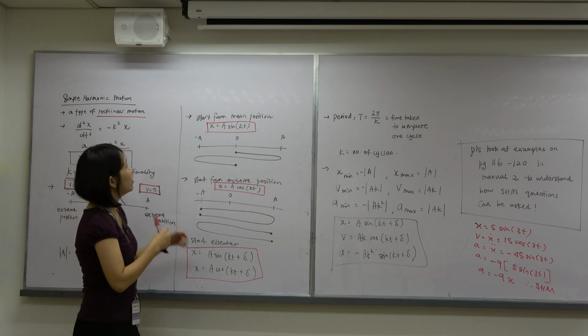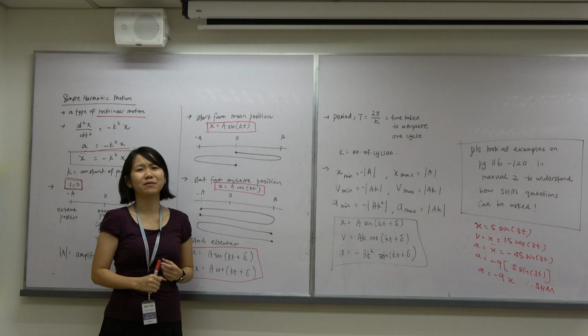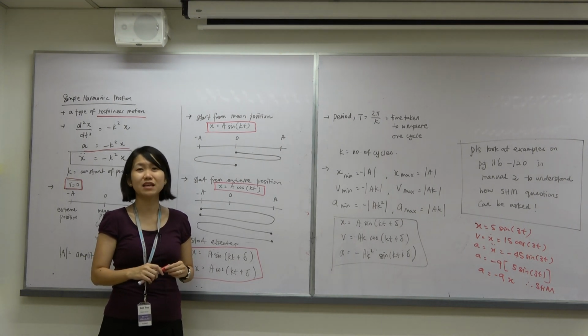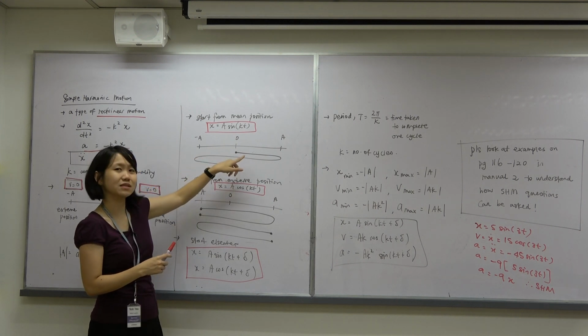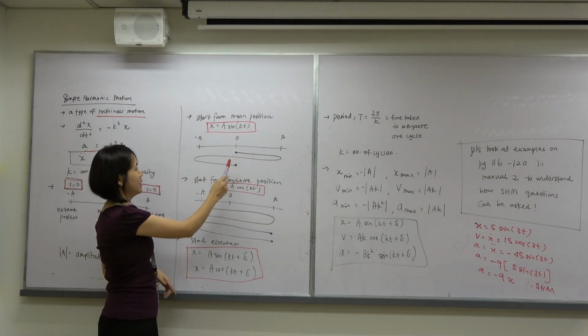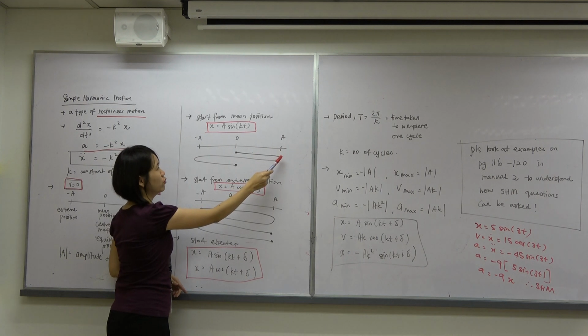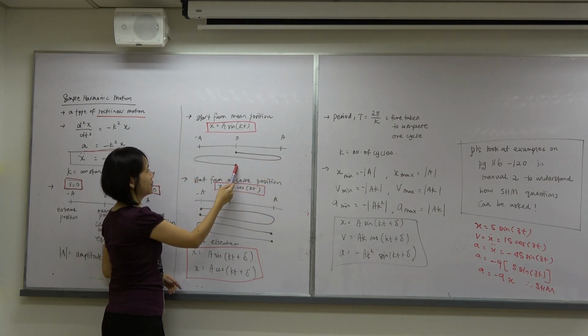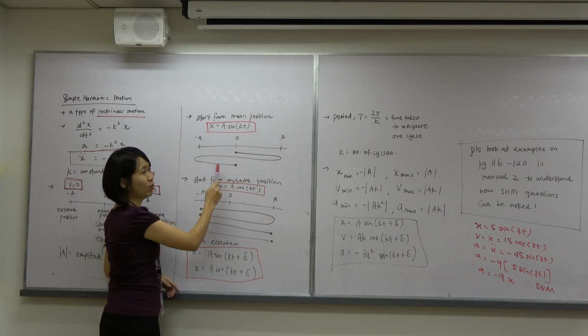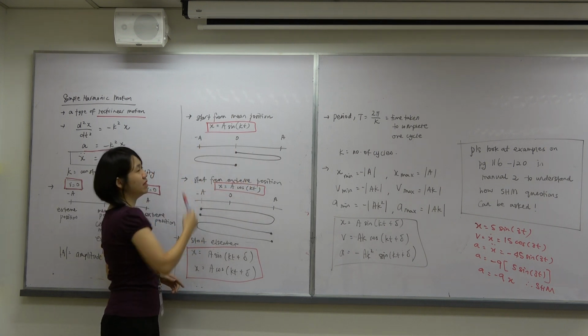Alright, so what functions do I use if I were to start from mean position? Mean position means I started from x equals 0, and to complete one cycle I must have moved to one far end, then to another far end, and come back here again at x equals 0. This is what I call completing one cycle, starting from mean position.